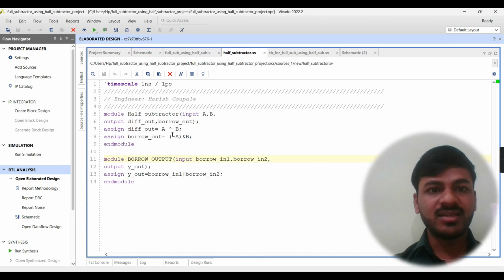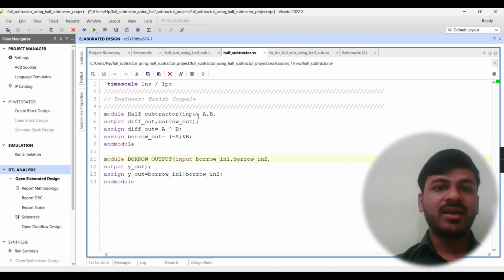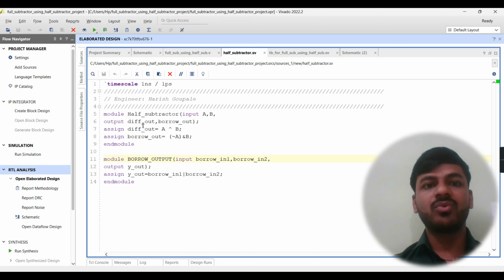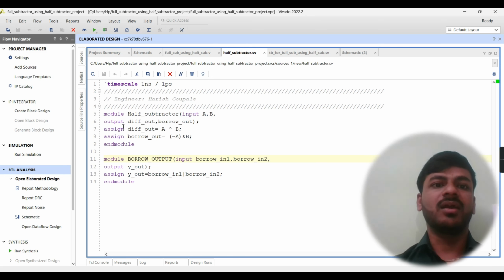So here inside this file I have written the code of half subtractor, which has two inputs A, B and two outputs difference out and borrow out. Okay, I have assigned A XOR B to the difference out and NOT of A and B to the borrow out as per the functionality of half subtractor. Again here another module I have taken, that is borrow output. Inside that I have taken inputs borrow in 1 and borrow in 2 and my single output borrow y out, and I have assigned borrow in 1 OR borrow in 2 to the output y out.